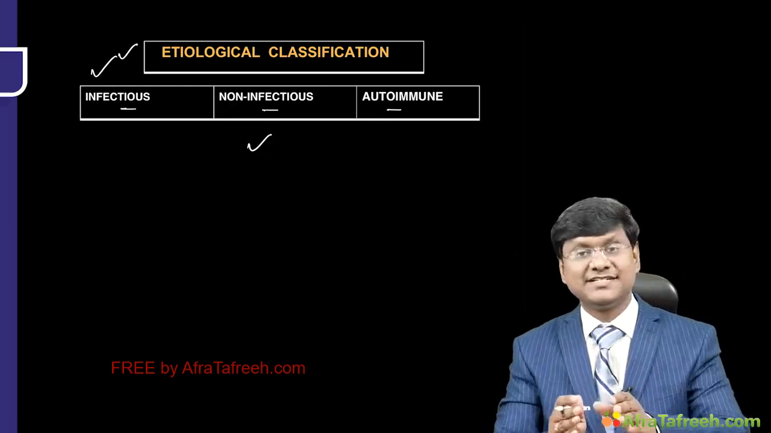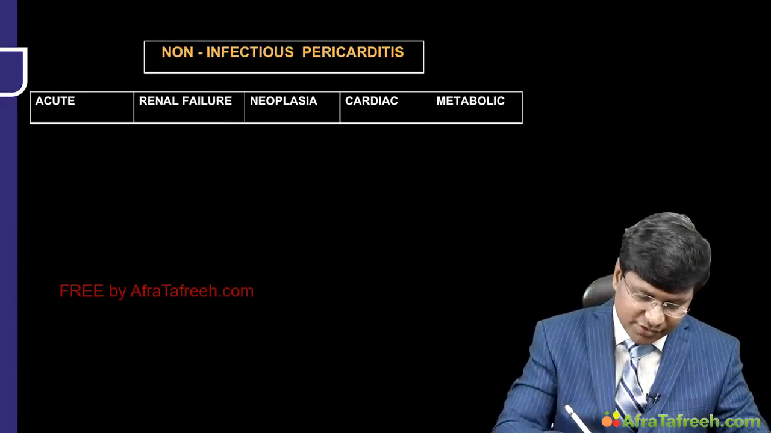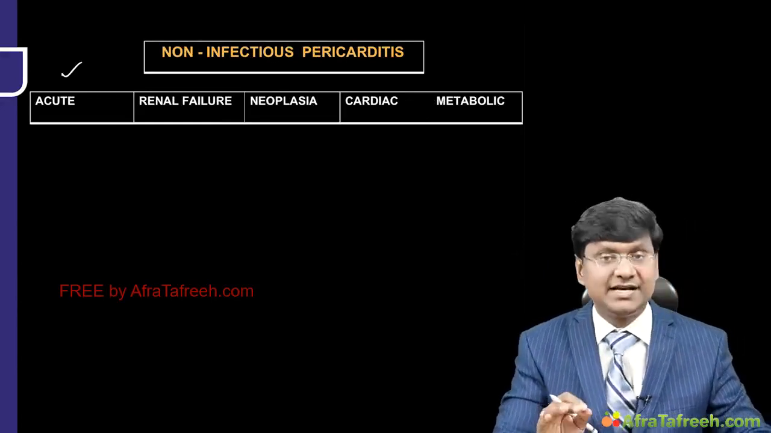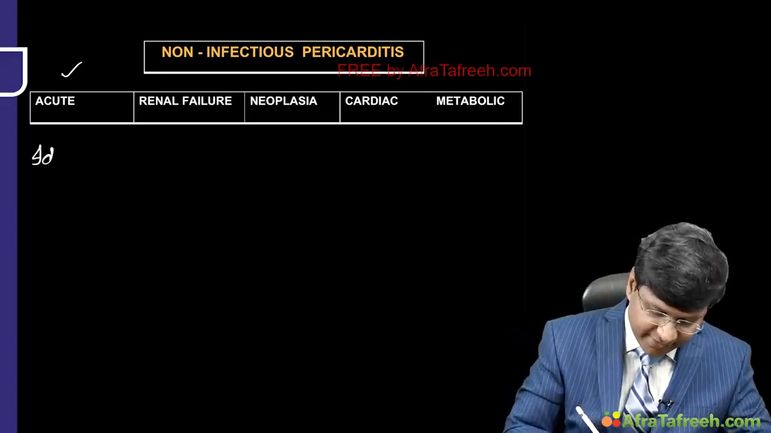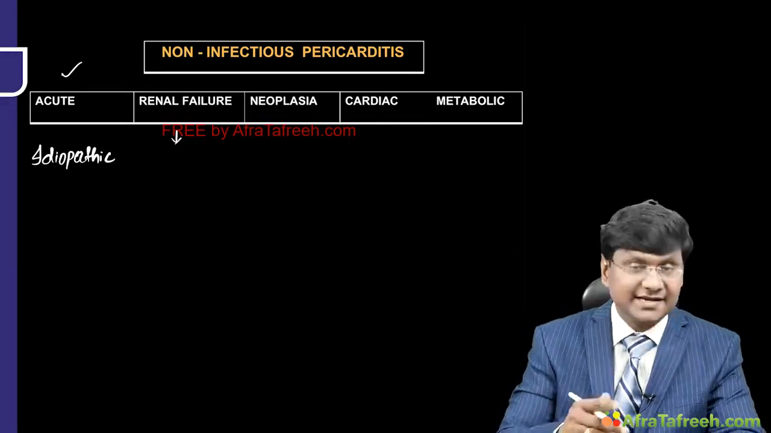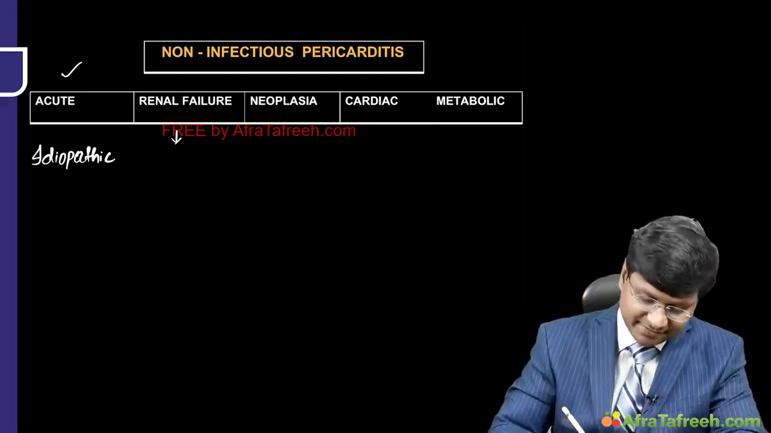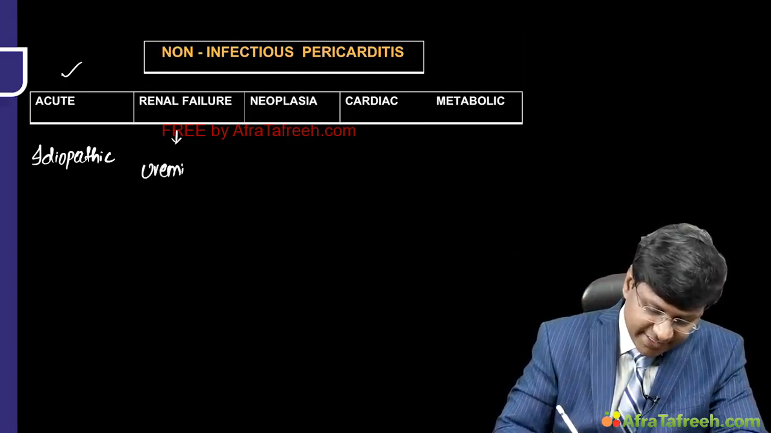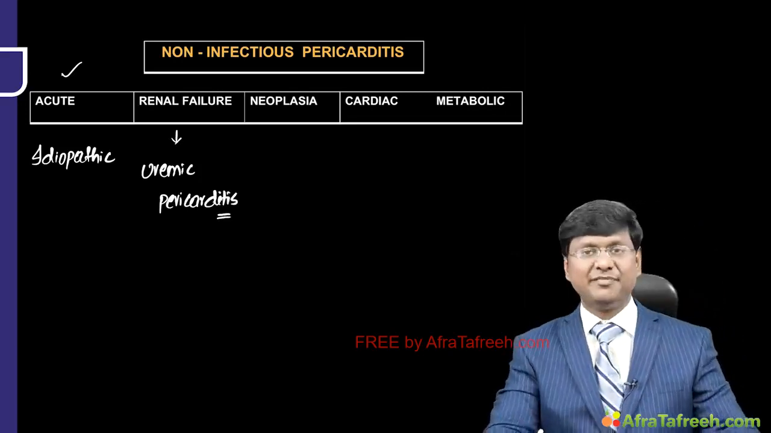Now, let me take up the discussion of the non-infectious causes. So what are the non-infectious causes? There are certain etiologies which will cause acute pericarditis. So this will be idiopathic. We don't know what exactly the etiologies are. Next is renal failure. In patients with renal failure, there will be accumulation of urea within the pericardium resulting in uremic pericarditis. So uremic pericarditis is one of the non-infectious causes for the development of pericarditis.